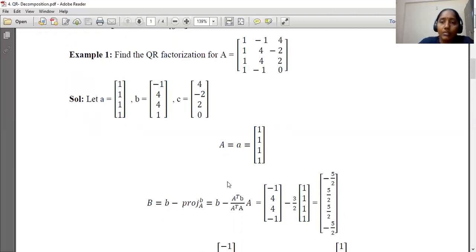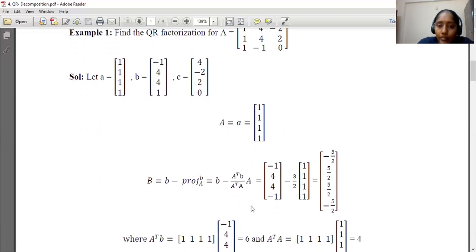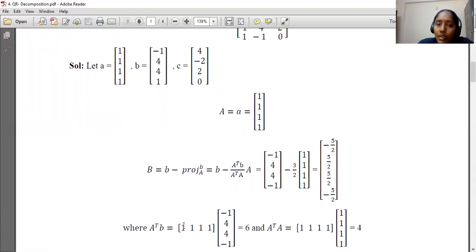Now here I am giving the formula for you. Using the Gram-Schmidt process, B equals the whole vector B minus the projection of B on A, which is nothing but B minus (A transpose B by A transpose A) into A. Here, A transpose B means 1, 1, 1 as a row vector, a row matrix, and B is a column vector.